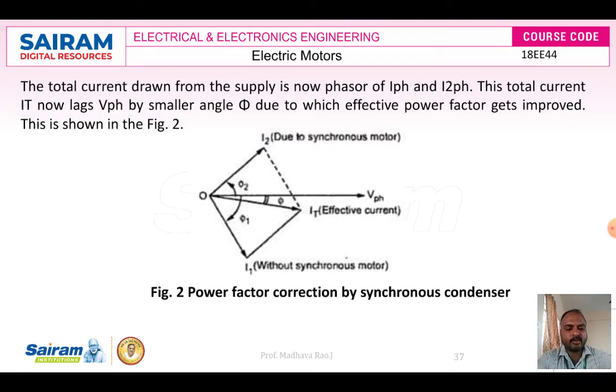Here we can see the two cases, without synchronous motor and with synchronous motor. With the synchronous motor, I2 current flows in the motor, and without the synchronous motor, I1 current. The current drawn from the supply is now the phasor sum of I1 and I2. I1 is without the synchronous motor, I2 is with the synchronous motor. The total current is IT. So, you can see the effective current.